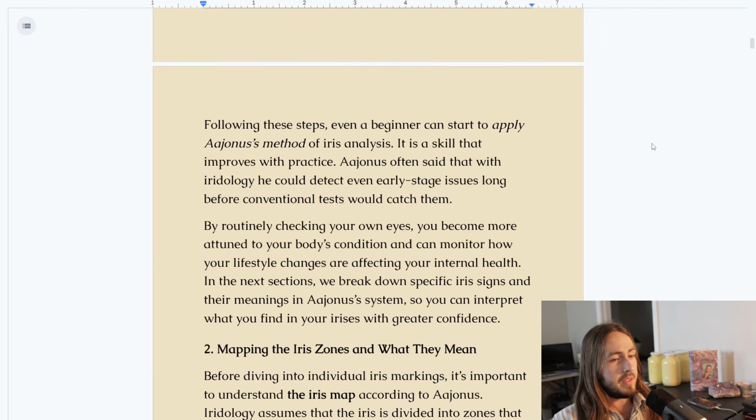So even following these simple steps, you can begin to actually analyze your irises. And just like anything, you're going to get better with practice. And so Agenus could detect even early stage issues long before conventional tests would. And as you check your eyes, you become more in tune with your body's condition, and you can really see how your body's responding to all the changes you're making.